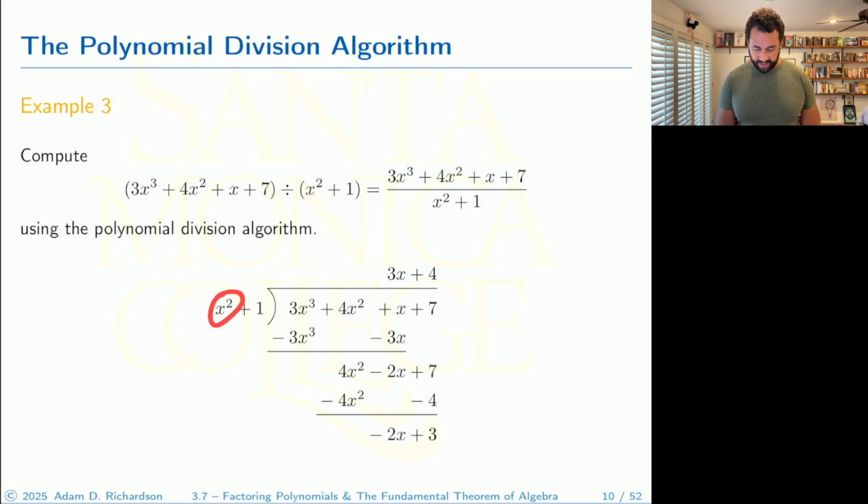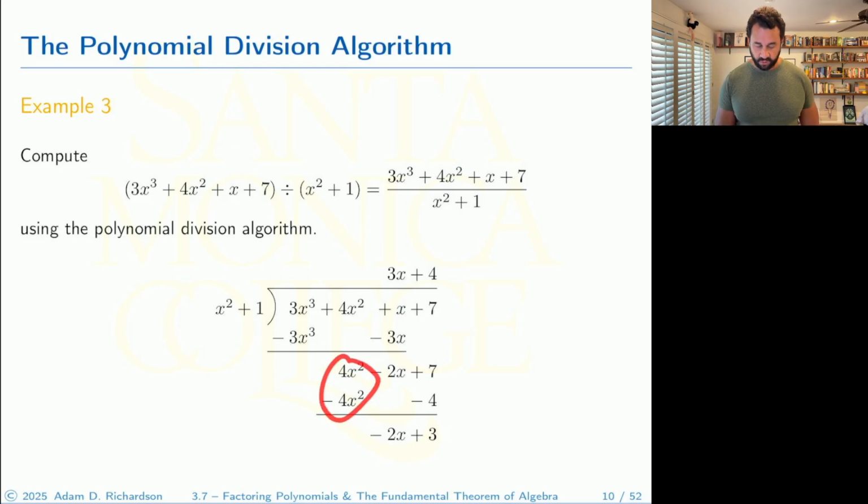What do I multiply x squared by to get 4x squared? 4. So I write 4 right there above the constant term. So 4 times x squared is 4x squared, and then 4 times 1 is 4. Then I subtract those two results. So I'm going to subtract this and subtract this, and then I just keep going.